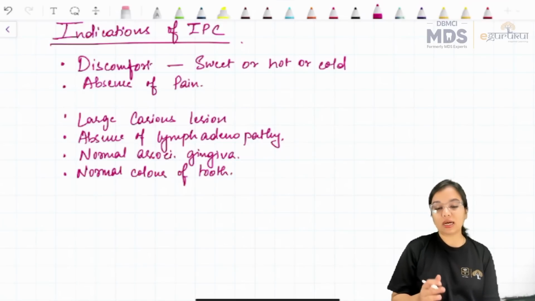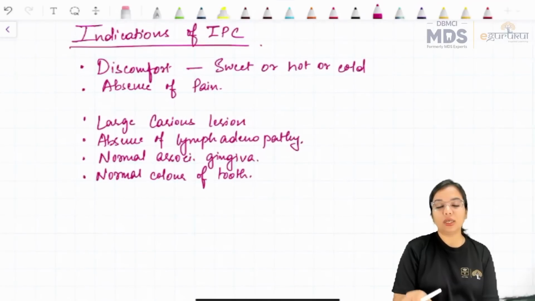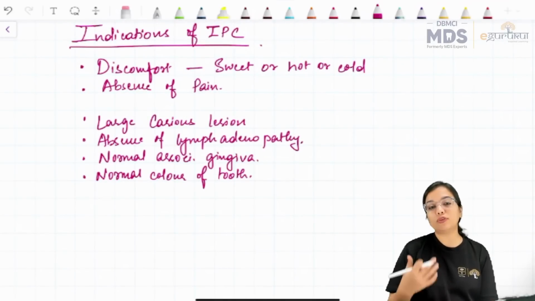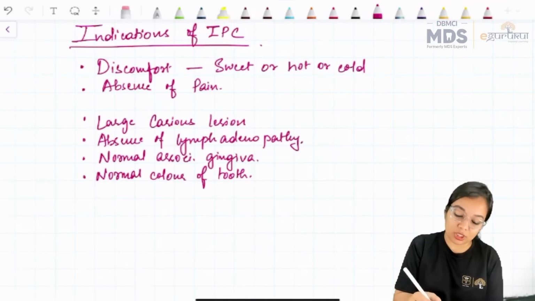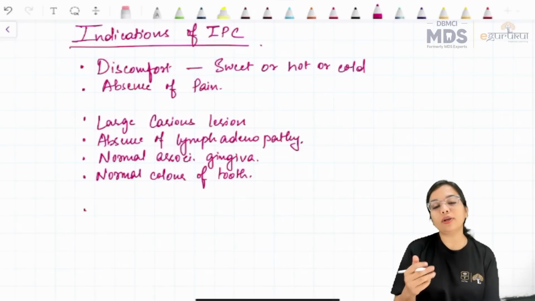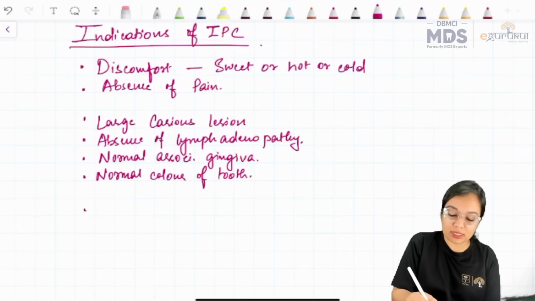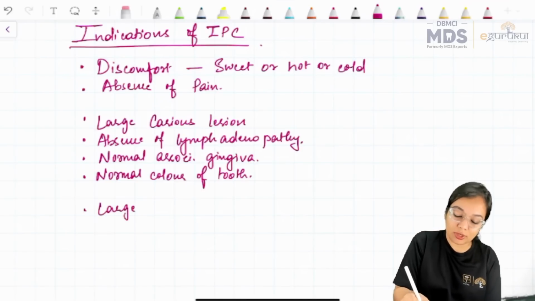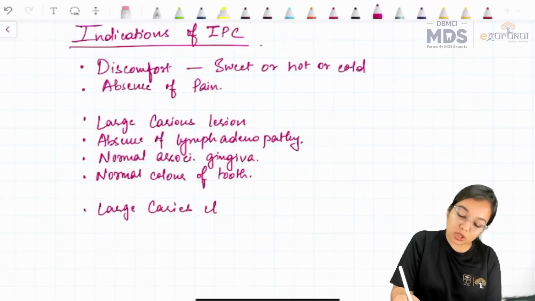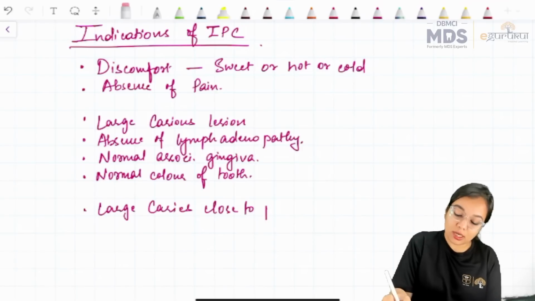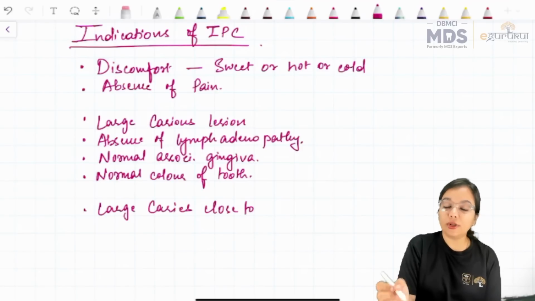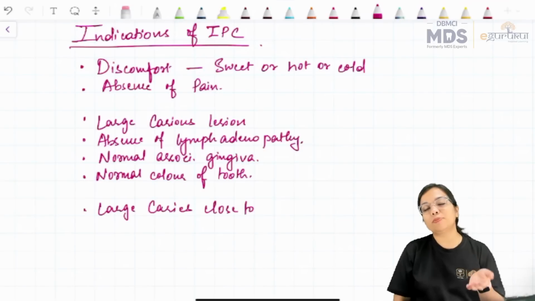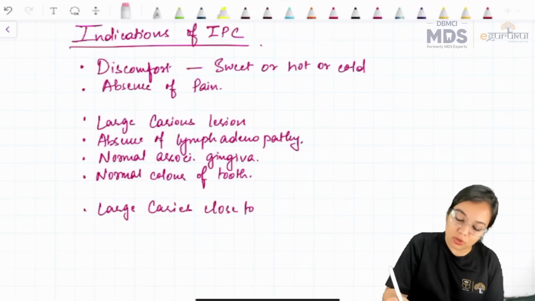Okay, so these are the points that we observe during clinical examination. Now, when we look at the radiograph of this particular tooth, again we will see a large carious lesion, which is large caries close to the pulp. Because in the radiograph, you can very well appreciate its proximity or distance from the pulp. So, large carious lesion close to the pulp.